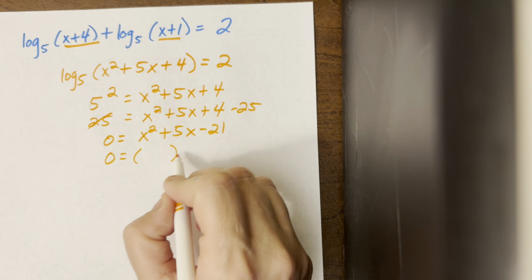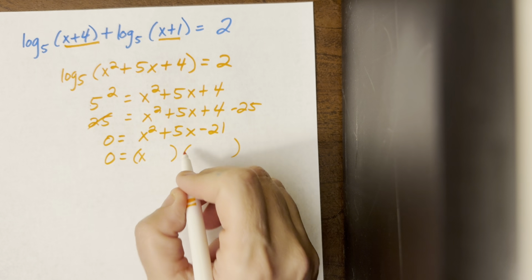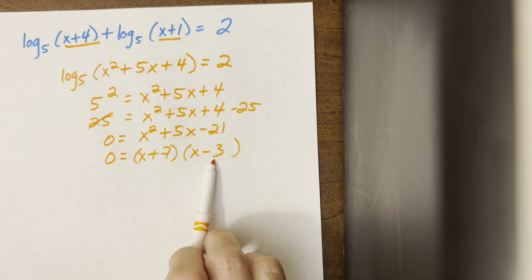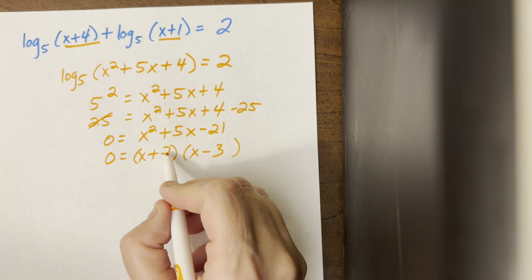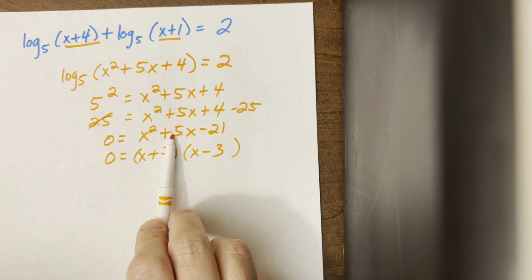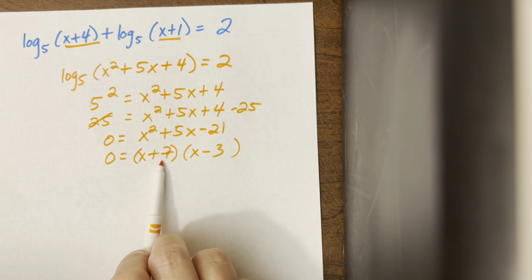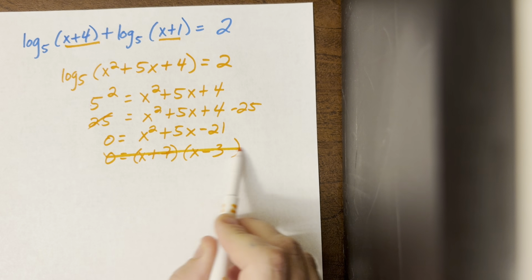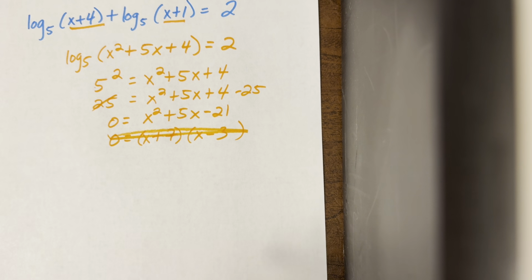All right, factors of negative 21 that add to positive 5. How about 7 and negative 3? 7 times negative 3 is negative 21. 7 minus 3 is 4, not 5. So this one's not going to factor. Oh, that's so disappointing. I was hoping we'd have something pretty, but we don't. There are no other factors of negative 21 that'll combine for us. Oh no. You know what that means.